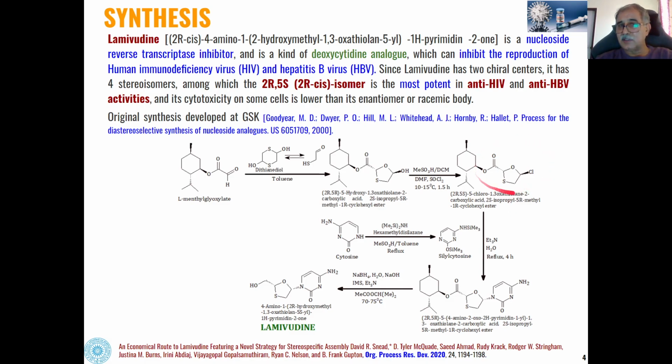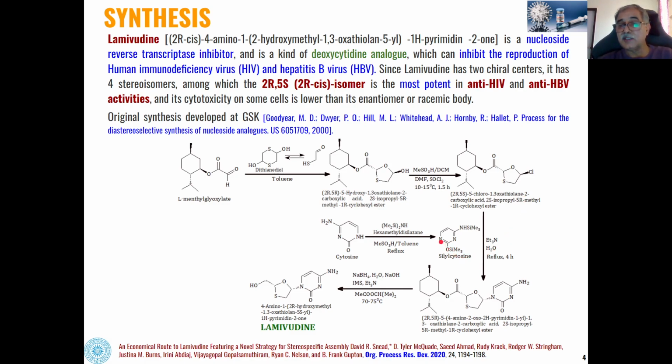Then this 1,3-oxathiolane derivative having this chloride reacts with silyl cytosine, which is synthesized from cytosine. So cytosine on reaction with hexamethyl disilazane undergoes silylation of this amino group and this oxygen, and we will get silyl cytosine, and this silyl cytosine will react with this 1,3-oxathiolane chloride.